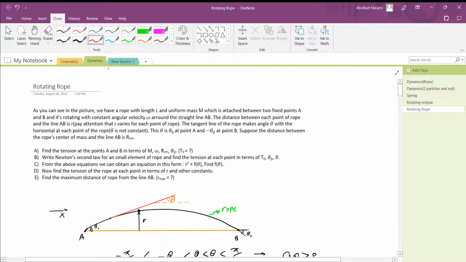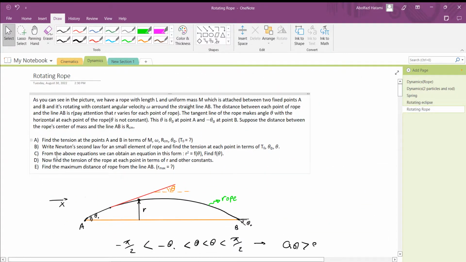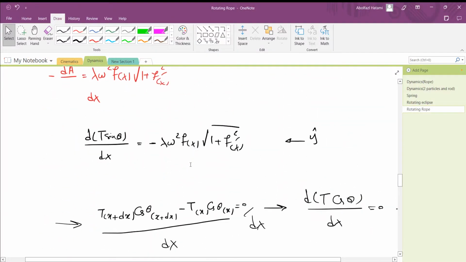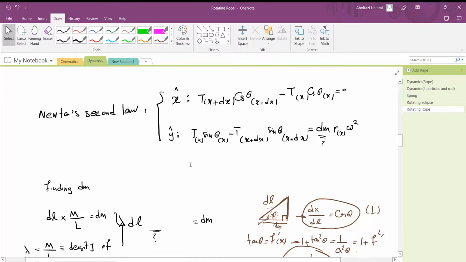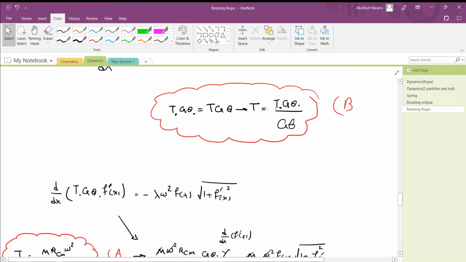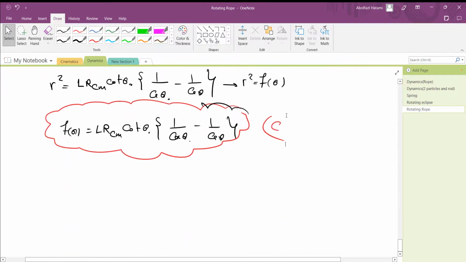Let's go to the next part. It says: now find the tension of the rope at each point in terms of R and other constants. Okay, now what was the tension at each part? We understood that the tension at each part is T equals T0 cosine theta 0 over cosine of theta.